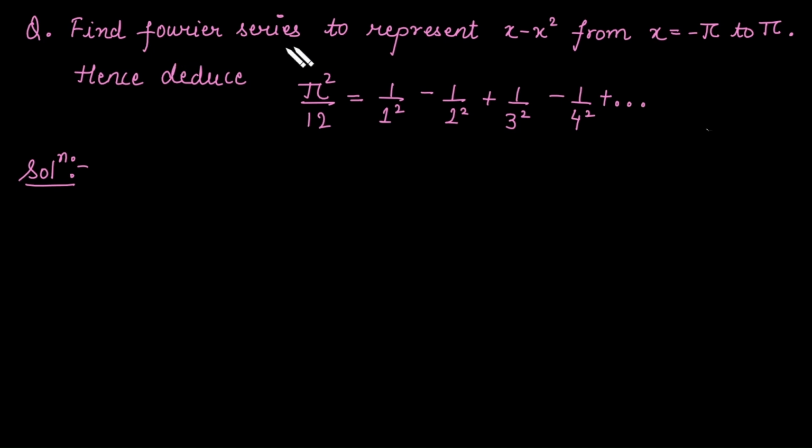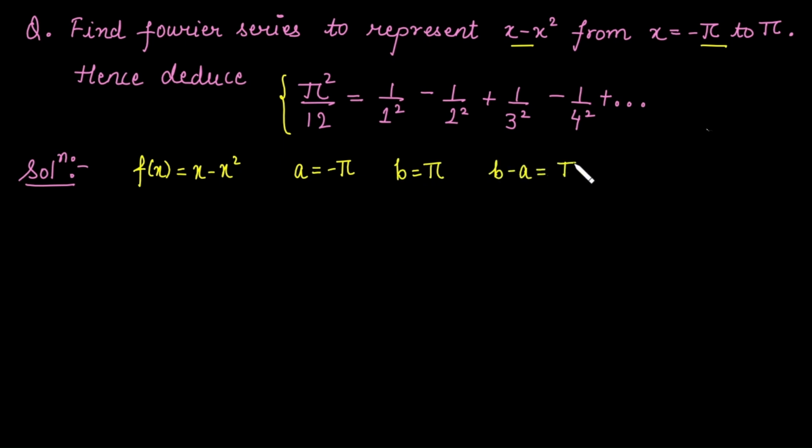The first question is, find the Fourier series to represent this function in the interval minus pi to pi, and hence find this expression from the obtained Fourier series. So first we will write the function. In this case the function is equal to x minus x square. Then observe the interval. As per this, the value of a is equal to minus pi and the value of b is pi. Now what is the length of the interval? That is b minus a, that is pi minus (minus pi), equal to 2 pi.